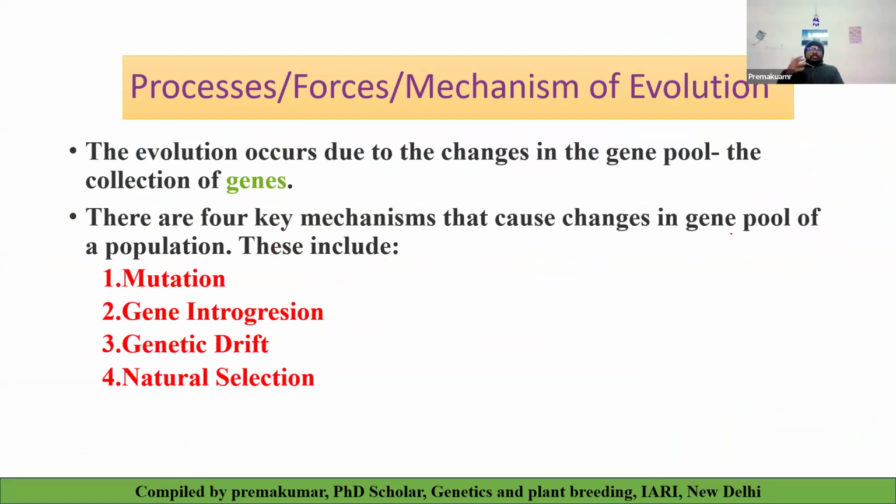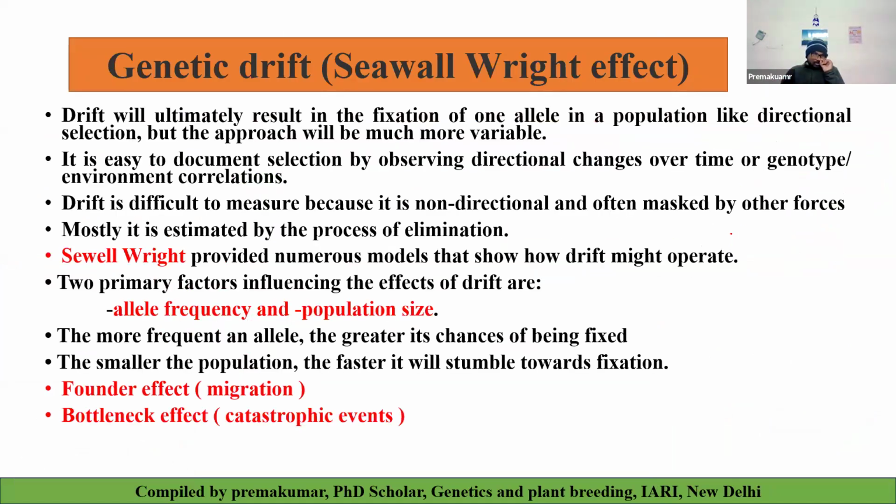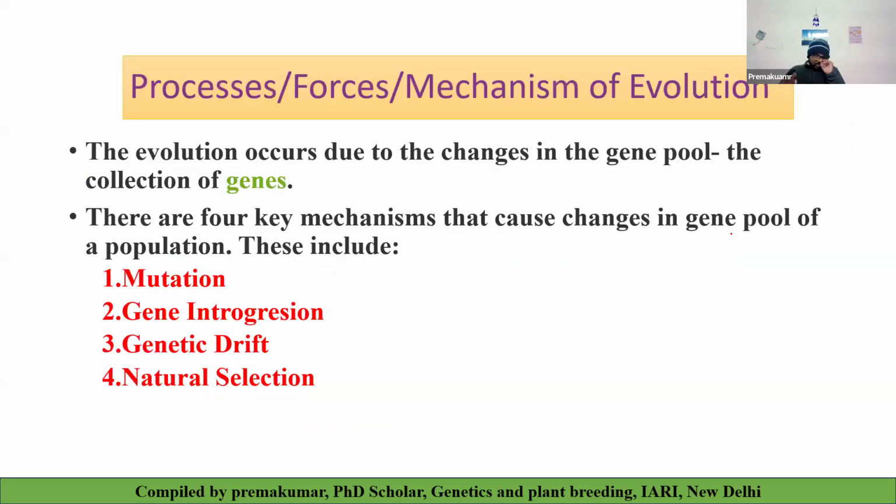Then how does evolution occur? Because there is a change in the gene pool, or the collection of genes, and the gene frequency will change because of these forces. That's why evolution will occur. Then one important thing we should take care of, genetic drift. It is also called the founder effect. What is genetic drift? Can anybody define when genetic drift will happen?